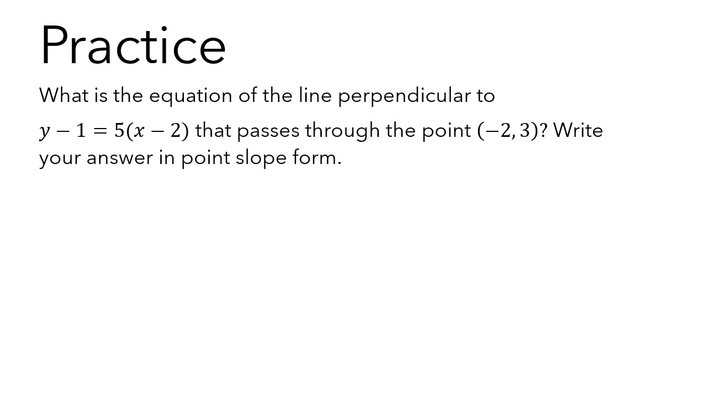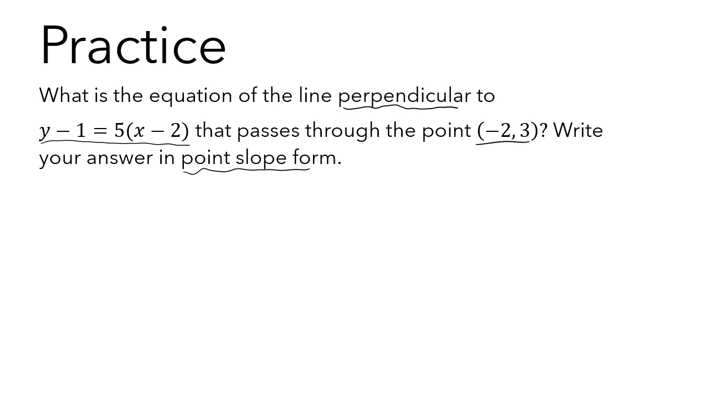Okay, this one is very similar to the last one, but now we're given the equation, and we have to find the slope from the equation. It says to write the equation of the line perpendicular, that's another added piece, to this equation, y minus 1 equals 5 times x minus 2. It also passes through this point, and then we have to write our answer in point-slope form.